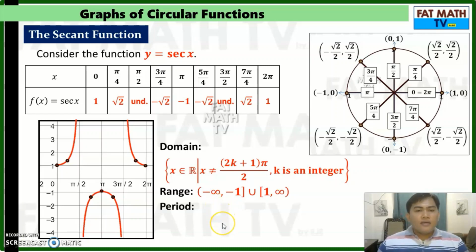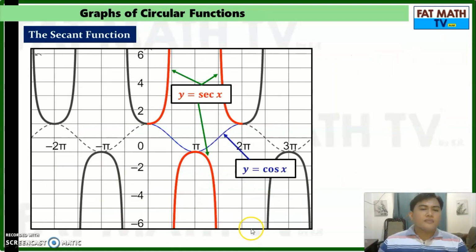And then for the period, that is 2 pi. So one whole cycle will be every 2 pi units. So after this, you will repeat again with the graph. You will have again another like that, and then here. So if you complete this, this is one cycle, the red one. And then if you extend that to the right, you will have this and this, the gray ones. And if you extend to the left, you will have this, this, and this.